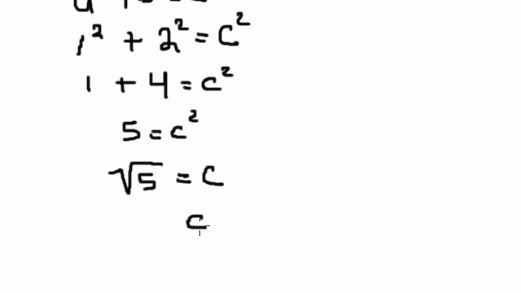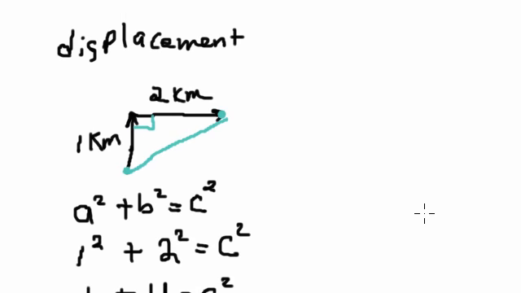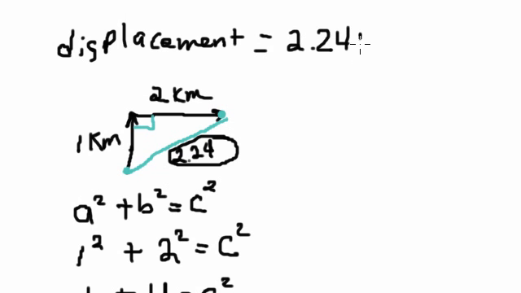So c is equal to, I'm going to plug that in the calculator, the square root of 5 is 2.24 approximately. So what that means is that the displacement is 2.24. Okay, so we just found the displacement. Let me write it here, displacement is equal to 2.24 kilometers.